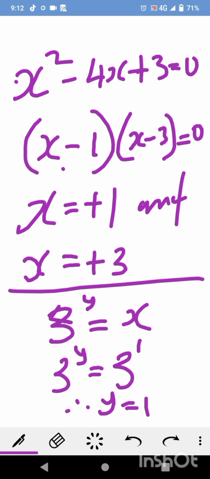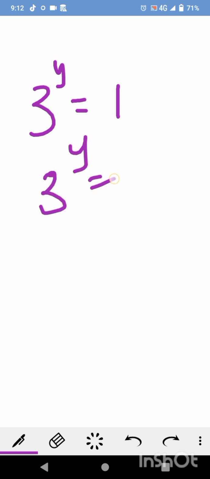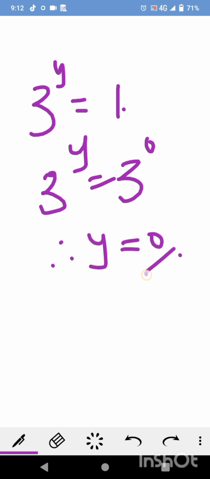The second case, when x is equal to 1, let's substitute for that. So 3 raised to power y is equal to 1 when x is equal to 1. What will be the value of y? Our 1 here can be written as 3 raised to power 0. So it therefore tells us that our y will be equal to 0 using laws of same base that allows us to equate the powers. But what we needed to do was to transform the 1 to something applicable in indices in questions like this.